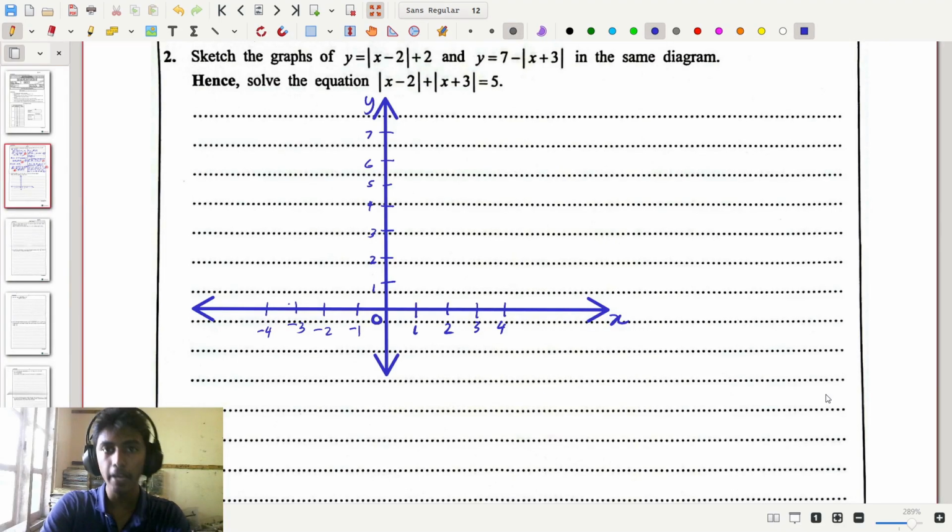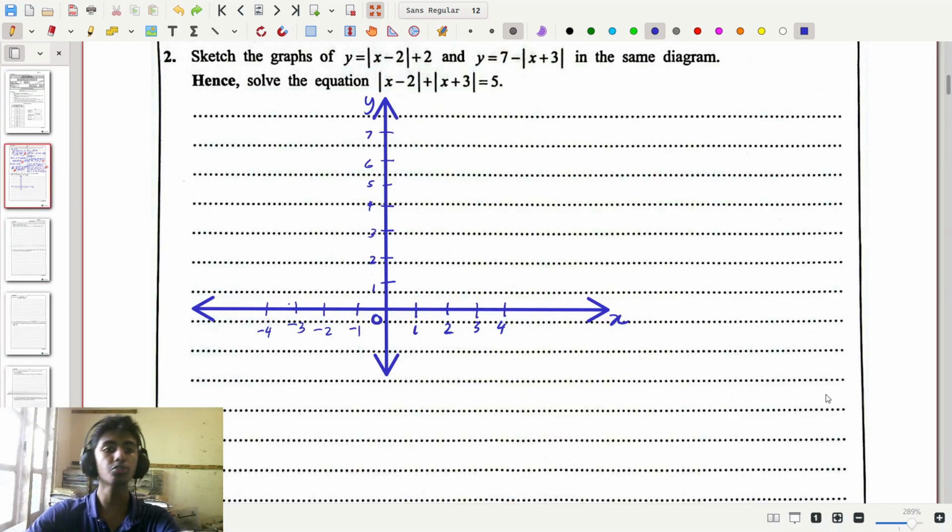2025 A-Level Combined Mathematics Paper 1 Part A Question 2. This question is about graphs and it's about the modulus function. So this question says, sketch the graphs of y equals modulus of x minus 2 plus 2 and y equals 7 minus modulus of x plus 3 in the same diagram, and hence solve the equation modulus of x minus 2 plus modulus of x plus 3 equals 5.